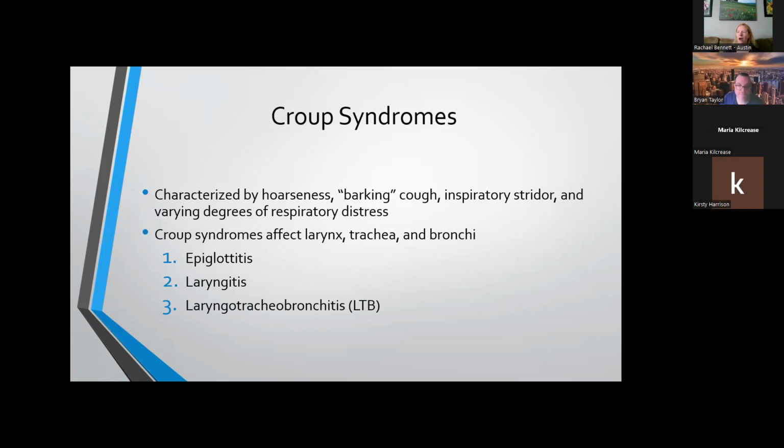So barking cough associated with croup. We also have that inspiratory stridor that we see with that inflammation in this area. And depending on how aggressive these infections are and where they are is going to determine how intense the levels of respiratory distress will be. Epiglottitis is one of the worst. Okay, so we'll talk about each of these conditions.